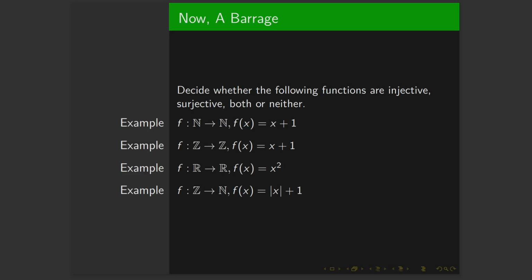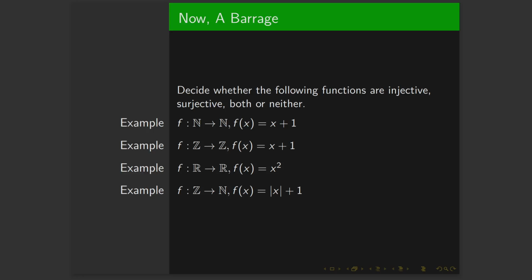Now let's look at the function from r to r, f of x is equal to x squared. Is this injective, surjective, both or neither? It's neither. The reason why is because everything less than 0 doesn't get mapped to in our output set, so our codomain is not our range. And anything greater than 0 in our output set, let's say 1, there are two things that map to 1, both 1 and negative 1, so it's not injective.